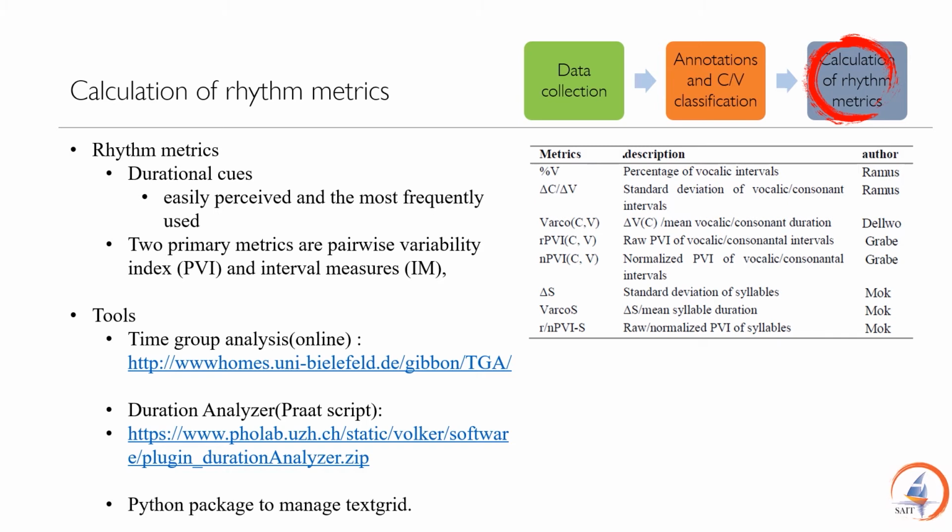There are many tools to help us reproduce the analysis, like TGA, Time Group Analysis, for online investigation, and a very user-friendly practice script by Phonem in UZH. Of course, you can maximize your flexibility by using many open-source Python packages to manage the TextGrid files. After the compilation, we will have a bunch of vectors representing the rhythm features of a sentence or speaker.